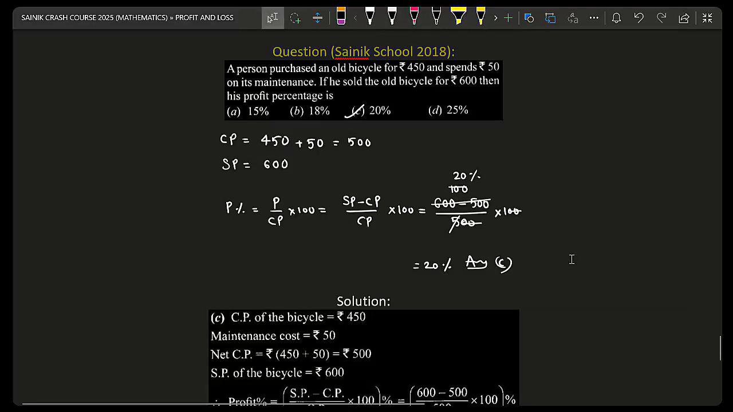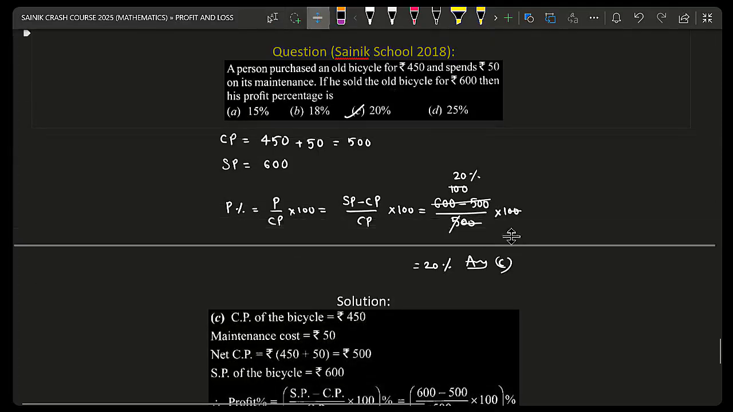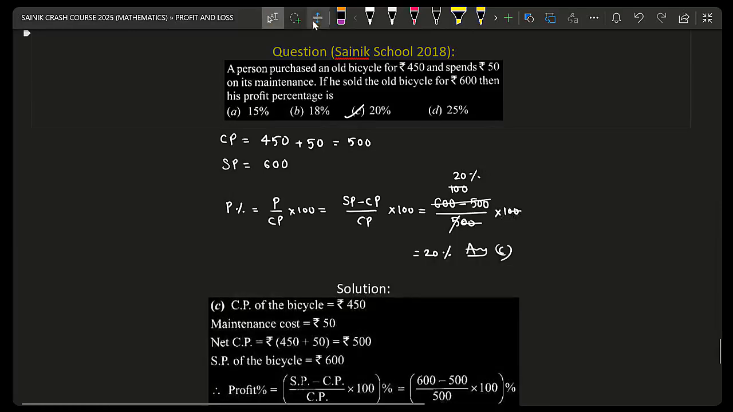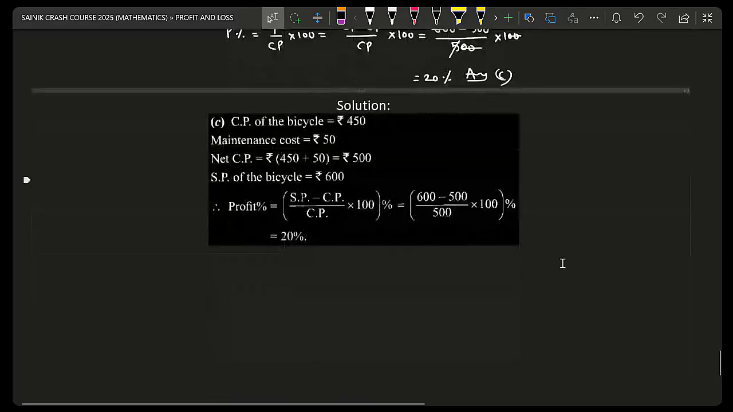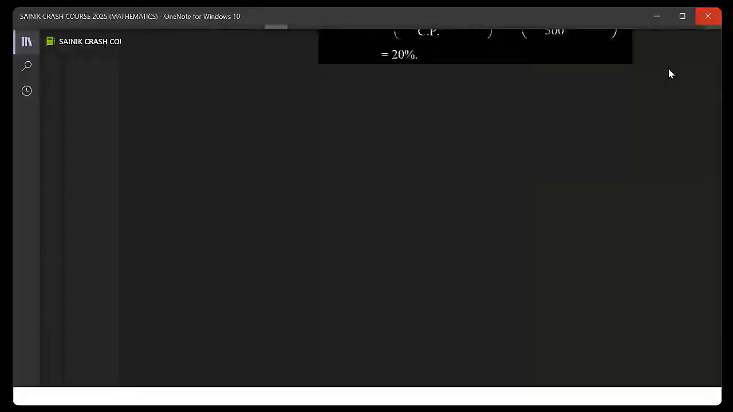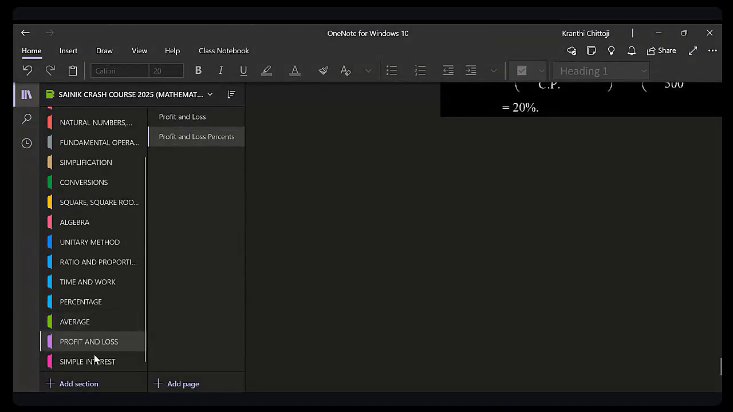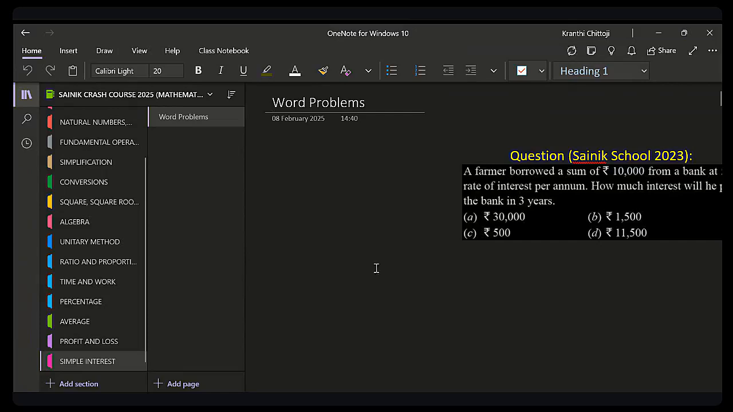So the profit percent formula is profit by cost price into 100. Whether you calculate profit percent or loss percent, both are always calculated on cost price only. And so the profit percent for this question, we got the answer, it is 20. So this is about the profit and loss chapter. And next we're going to discuss the next chapter, that is simple interest.